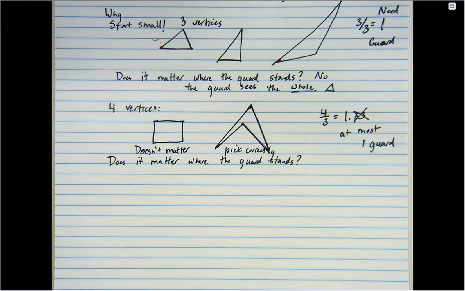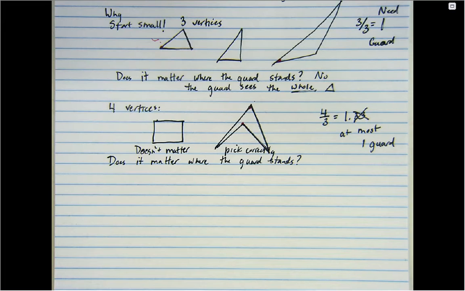Well, we could keep going and looking at 5 vertices, 6 vertices, and so on. But what we're going to do is look at the proof of the art gallery theorem and see why it matters from looking at the proof.